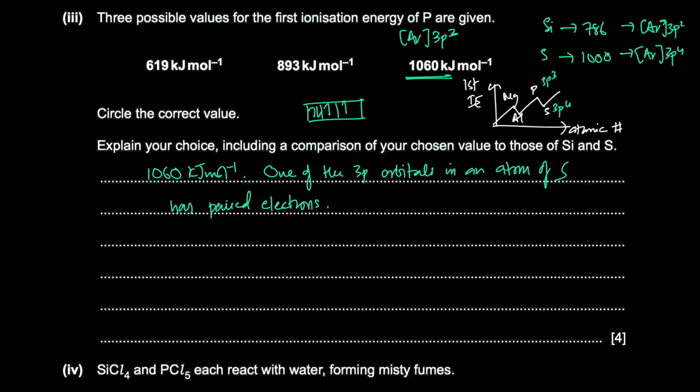Therefore, the outer electron is easier to remove. Okay, therefore, the outer electron is easier to remove due to spin pair repulsion.